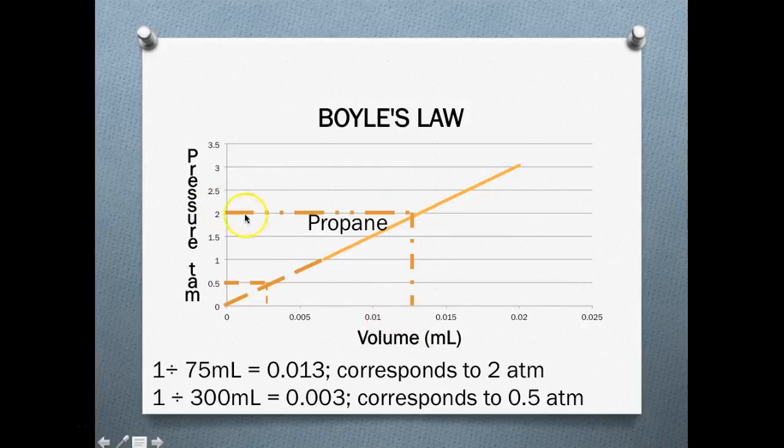Okay, so as I said before, as the volume is decreasing, you can see that the pressure is going up. Now you don't have to get these numbers from the graph. You can do this using the P1 V1 equals P2 V2 formula as well.